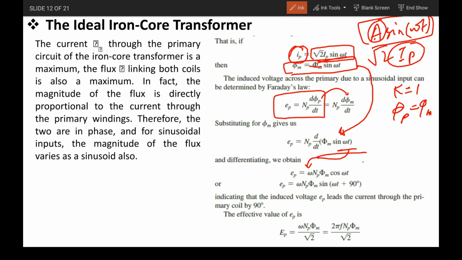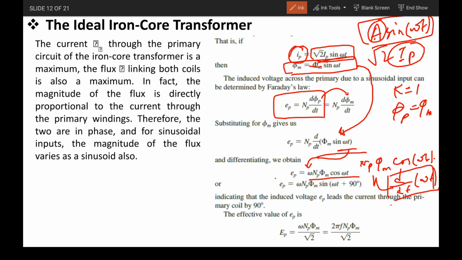So if I write it elaborately, then it is N_p, then here it will be phi_m, since it is a constant term, then it will be cos omega t. And omega t is not a constant because it is associated with omega and t, so we can write d/dt of omega t again. This d/dt of omega t will return another omega. That's why the expression is N_p phi_m omega cos omega t.